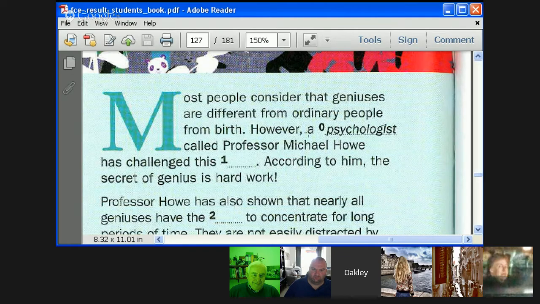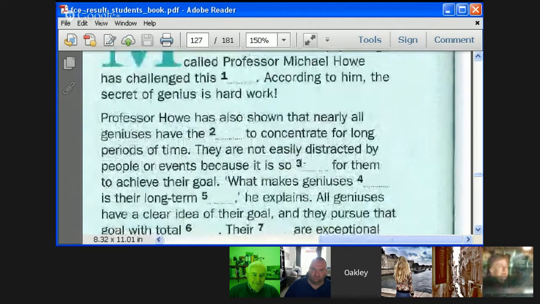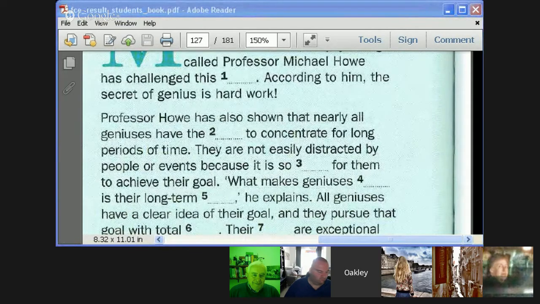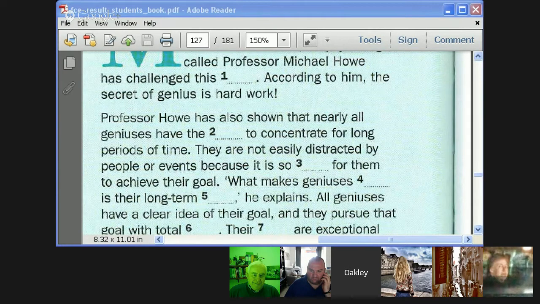According to him, the secret of genius is hard work. Professor Howe has also shown that nearly all geniuses have their ability to concentrate for a long period of time. It's a noun, and the word is able. Ability. Success. It's really easy if you know how.